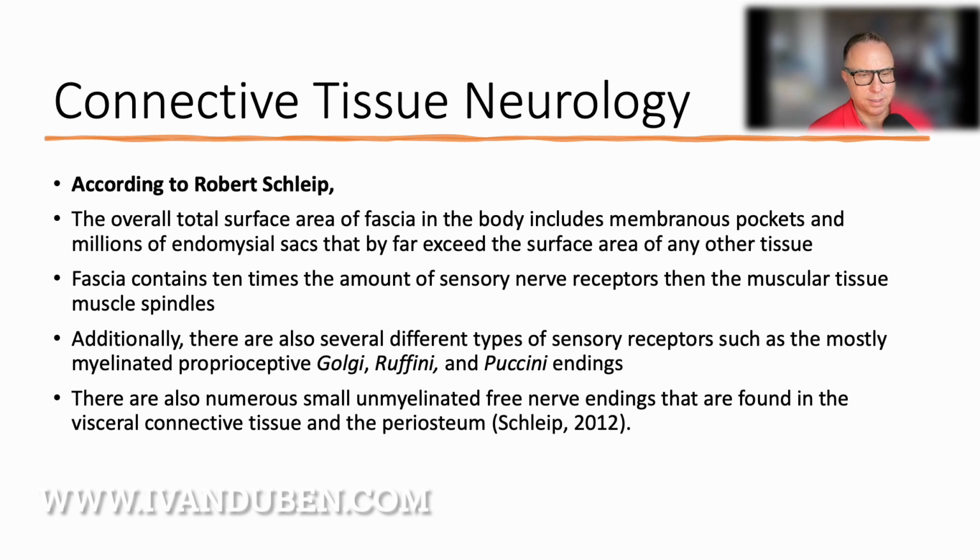Some of those unmyelinated nerve endings would include portions of the vagus nerve that contributes to the polyvagal theory.